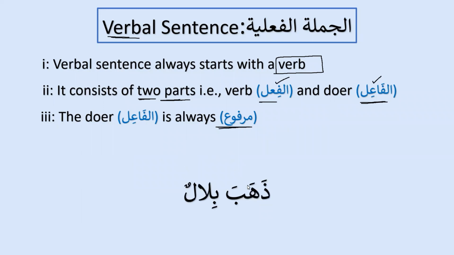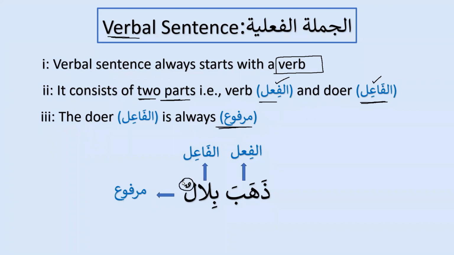For example, we have here the sentence dhahaba bilalun. It's a basic verbal sentence where we can see that dhahaba is a verb and bilalun is a noun, that is basically the doer of the action. So we will say that dhahaba is al-fi'l and bilalun is al-fa'il, the doer of the action. And also we can see that bilal is marfu' because the doer of the action is always marfu'.